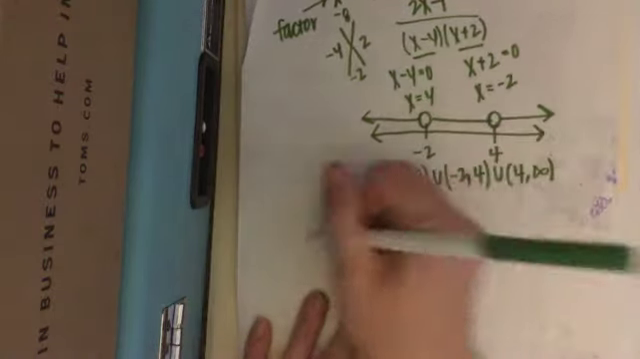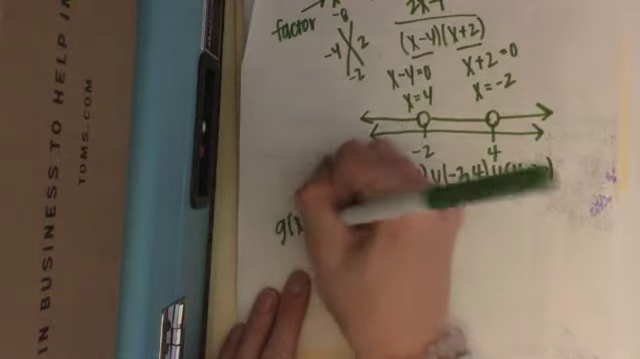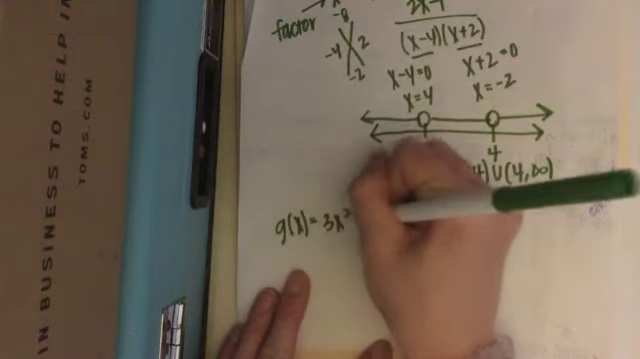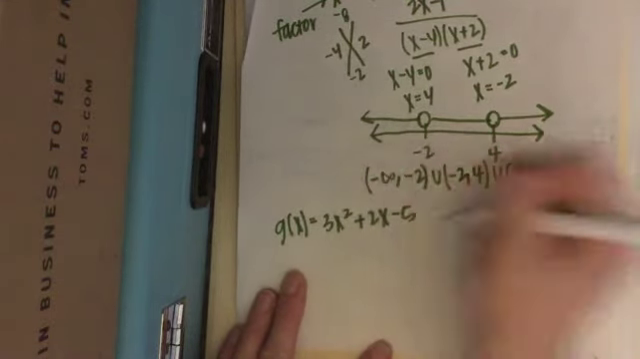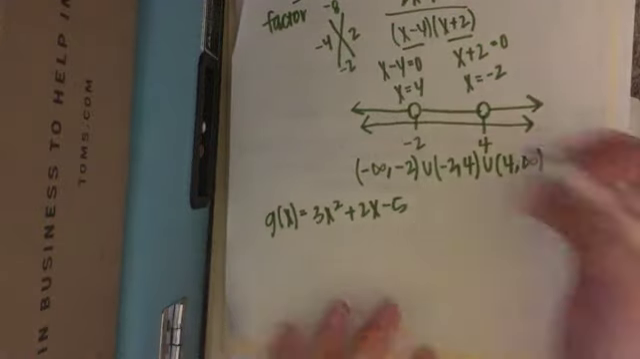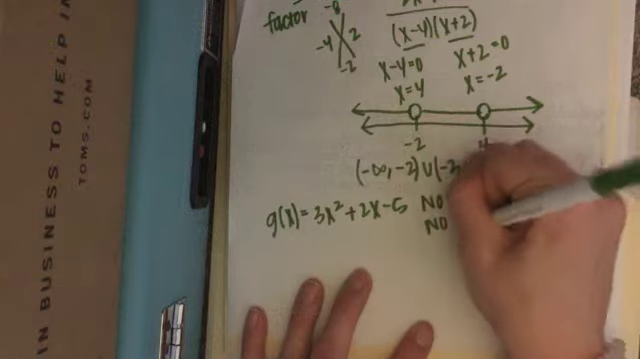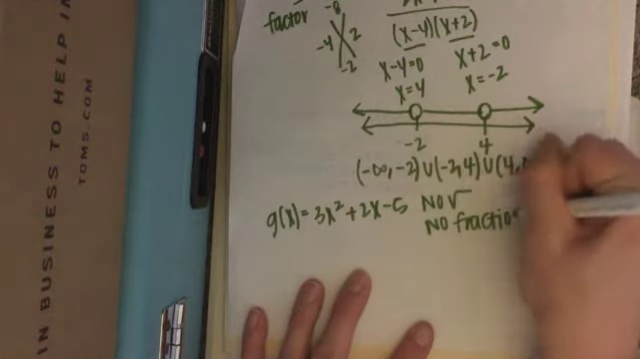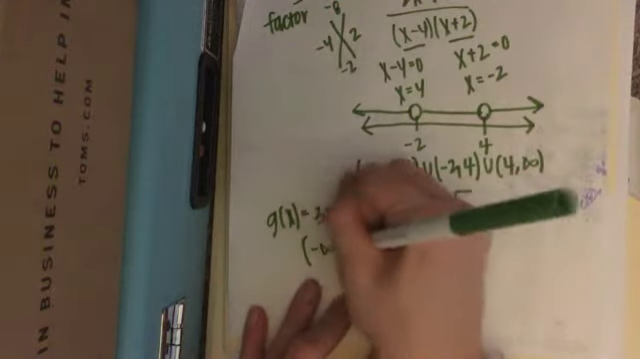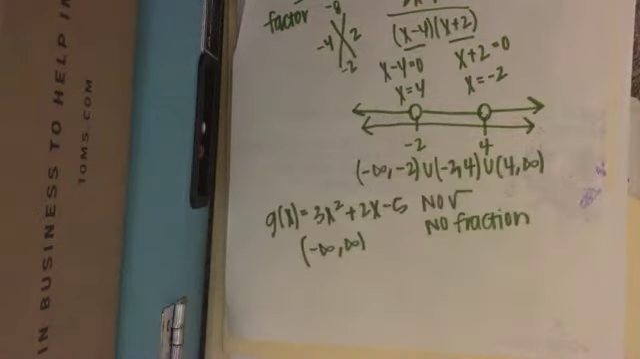But the other example is g of x equals 3x squared plus 2x minus 5. Well, here, there is no square root, and there is no fraction. So this is negative infinity to positive infinity. Okay? Then this last example is going to be one with a square root.